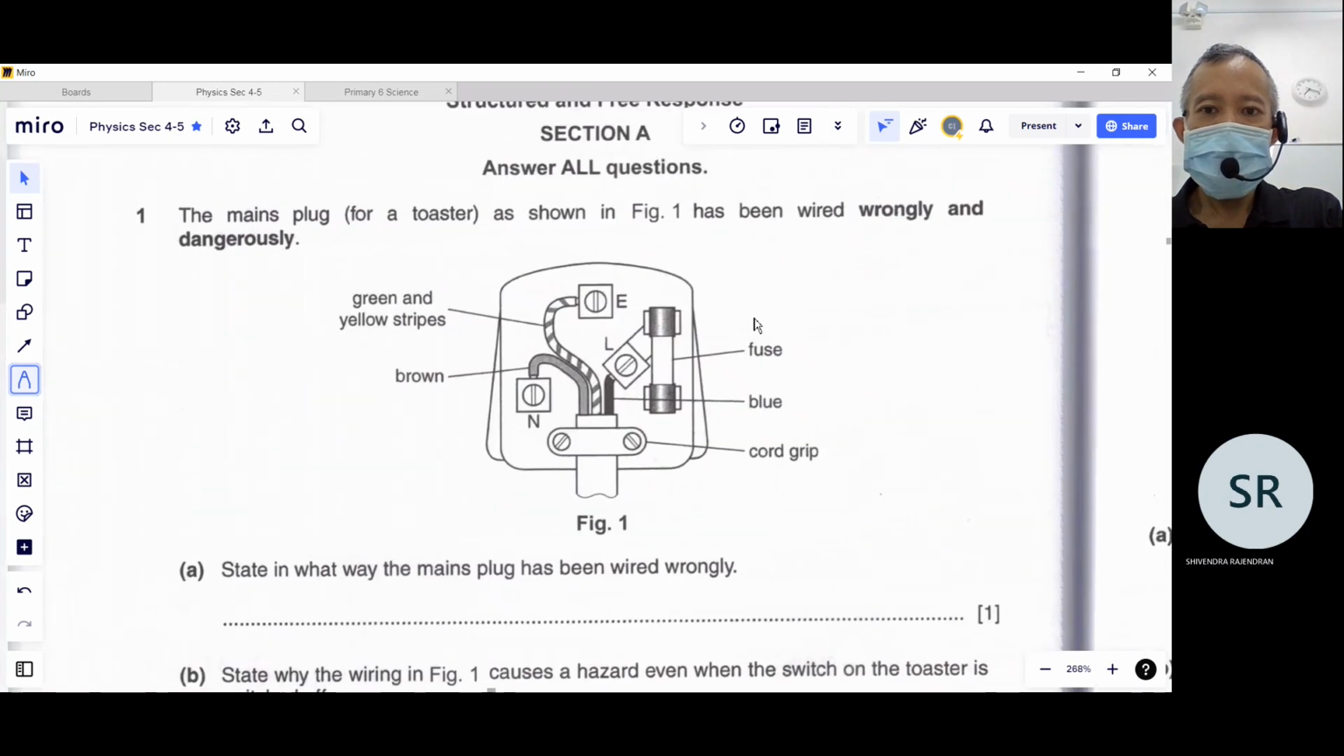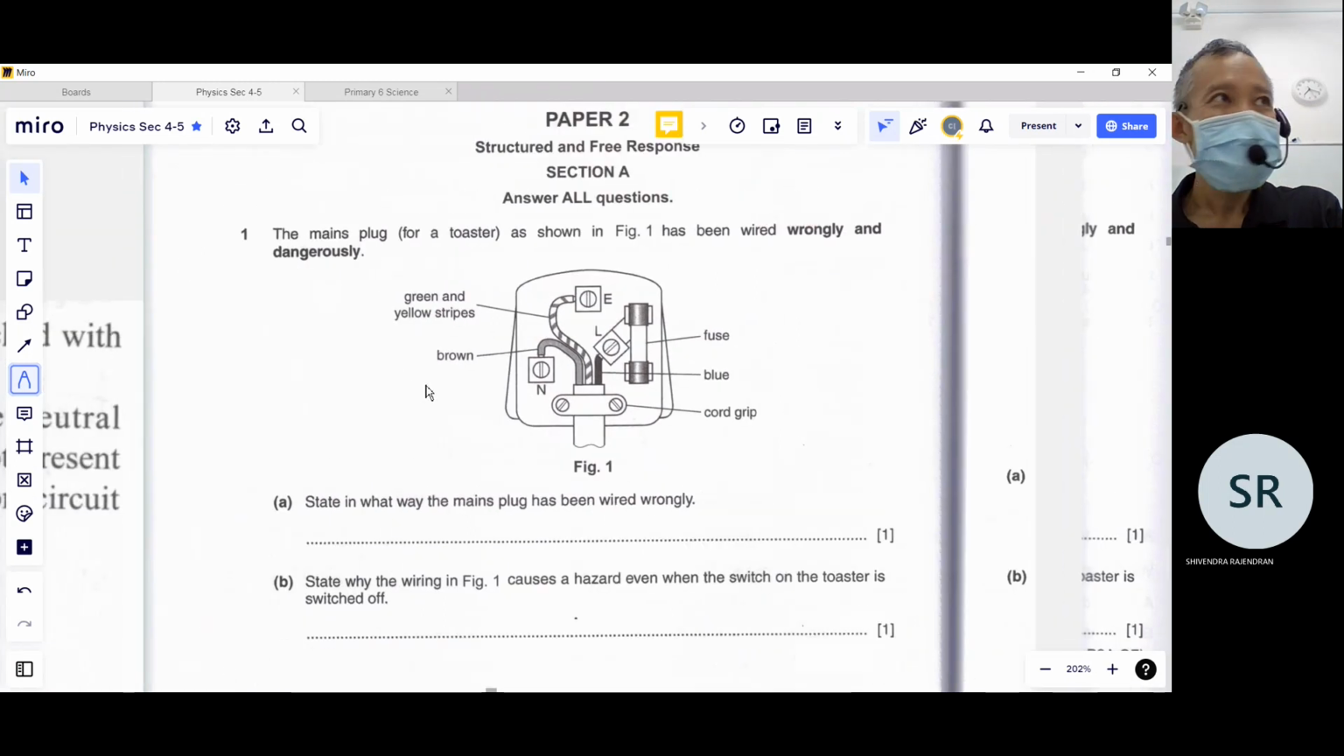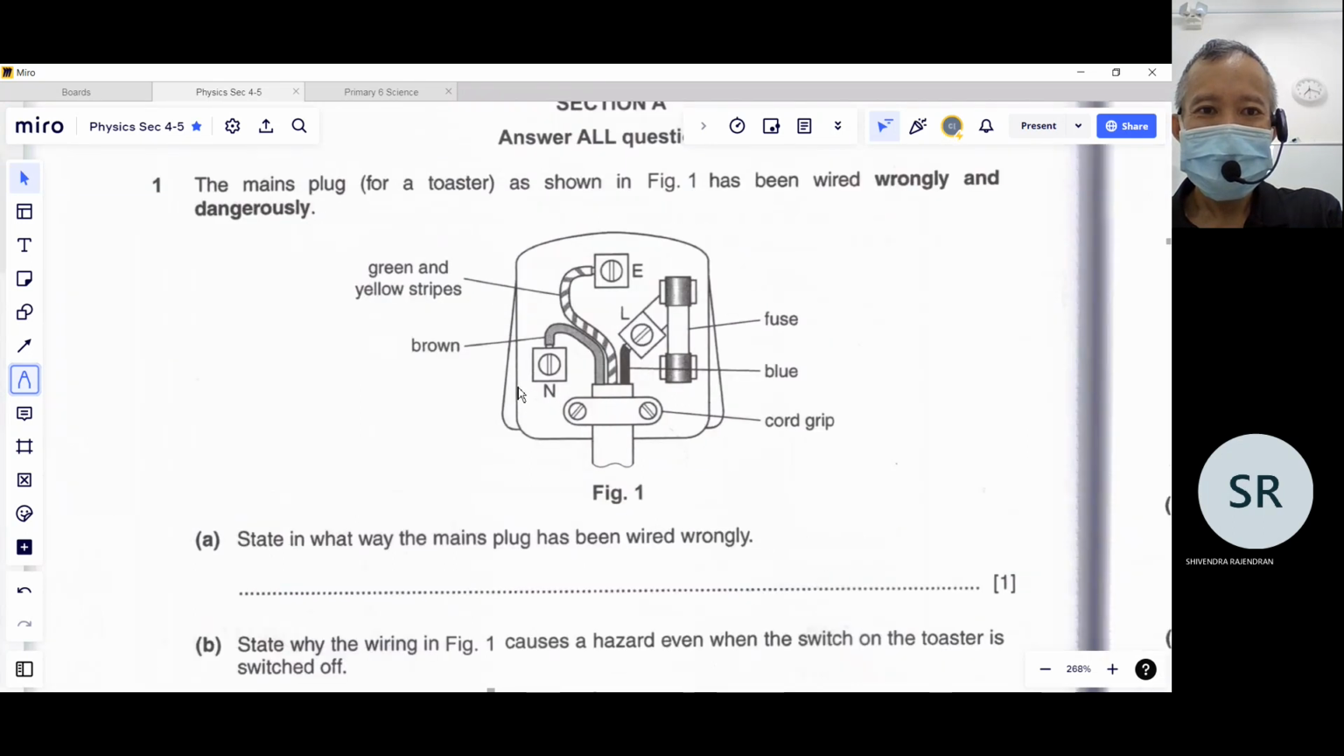Okay, this one. State in what way the mains plug has been wired wrongly. Okay, why? Why should you ground? Good. The live wire should be ground. Anything else? The neutral wire should be blue. Okay, good.